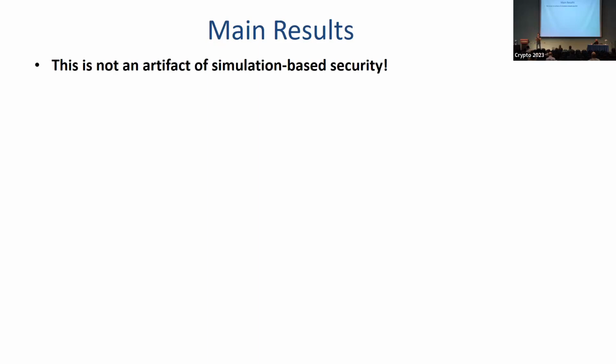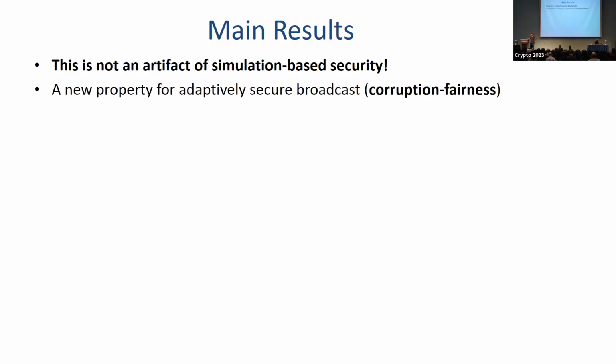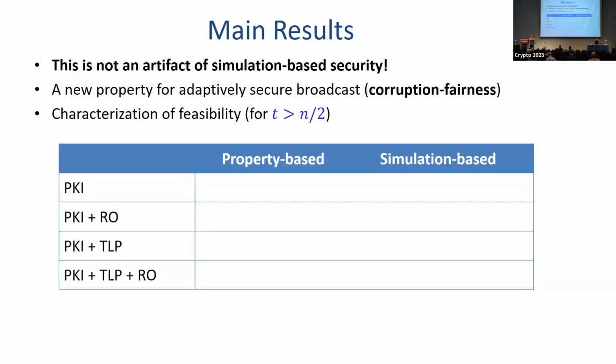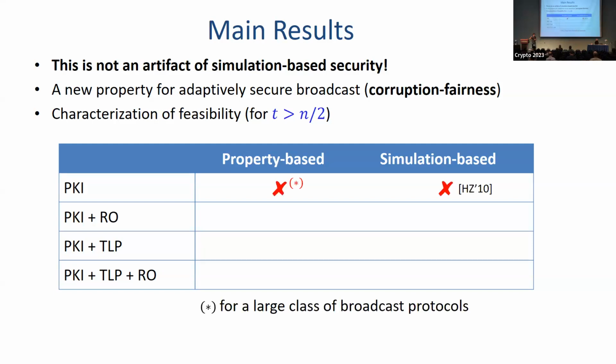So what do we show? First, we show that this impossibility is not something that is coming from the simulation-based paradigm. It's something much deeper, something inherent when we talk about adaptively secure broadcast, even with the property-based definition. To argue that, we had to come up with some property that captures this attack. So we discussed a new property that we believe is important in certain settings when we use a broadcast protocol. We call it corruption fairness. And then we show a full characterization of the feasibility of adaptively secure broadcast, given both in the property and the simulation-based definitions.